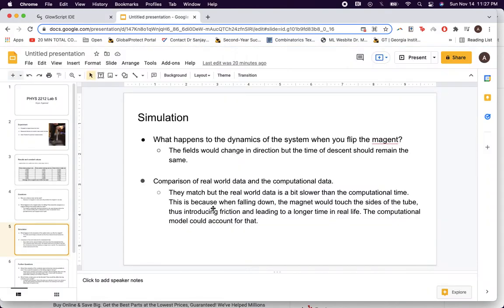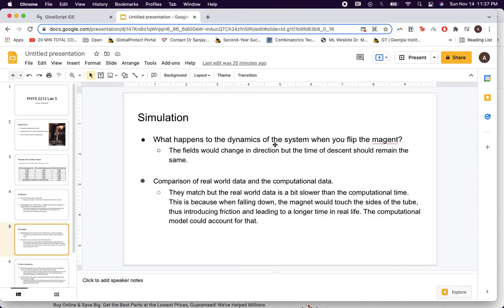Coming back to the presentation, what happens to the dynamics of the system when you flip the magnet? When you flip the magnet, the field remains the same, but the poles switch. So the time of descent should remain the same, but the directions of the poles should change, so the color should change. What happens when you compare real world data and the computational data? Real world data we had around 3.551 seconds, and computational data we got 2.7 seconds.